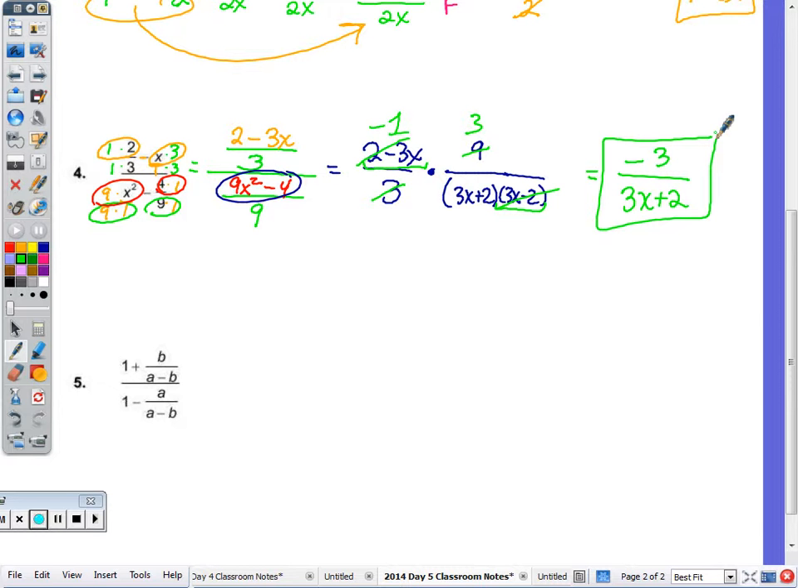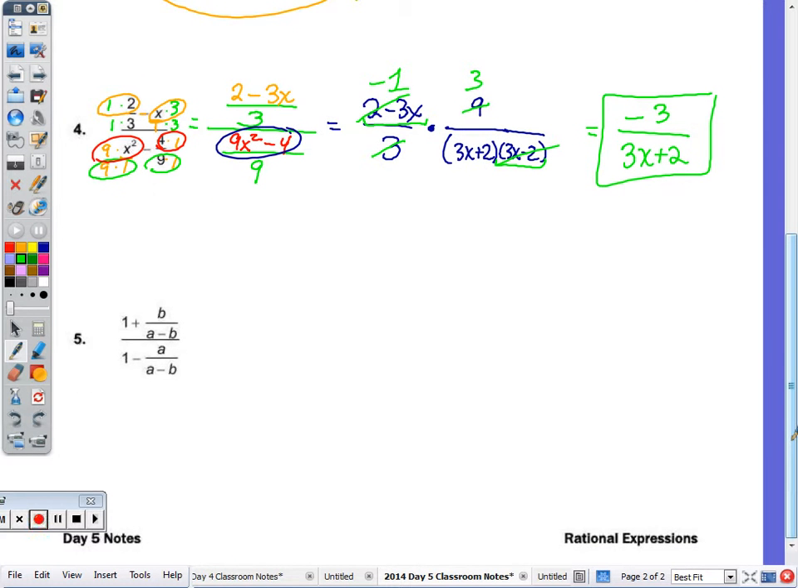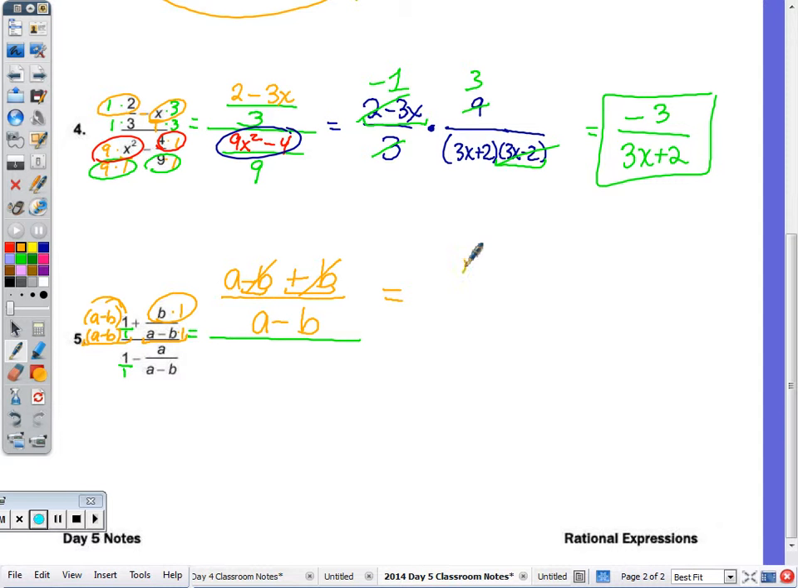Last one, and the last one happens to have a binomial denominator. So let's first again put these over 1 so we can combine our fractions. To get common denominators, we multiply this side by 1, this side by a minus b. So I end up with 1 times a minus b, which is a minus b, 1 times b, so plus b, all over the common denominator of a minus b times 1, which is a minus b. That simplifies to, well, a negative b and a positive b cancel out. So that becomes a over a minus b.